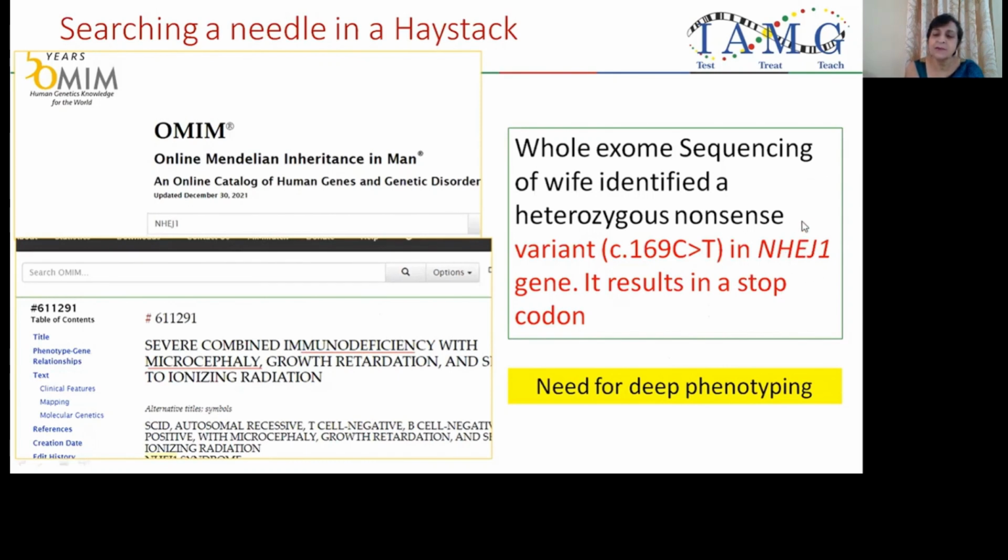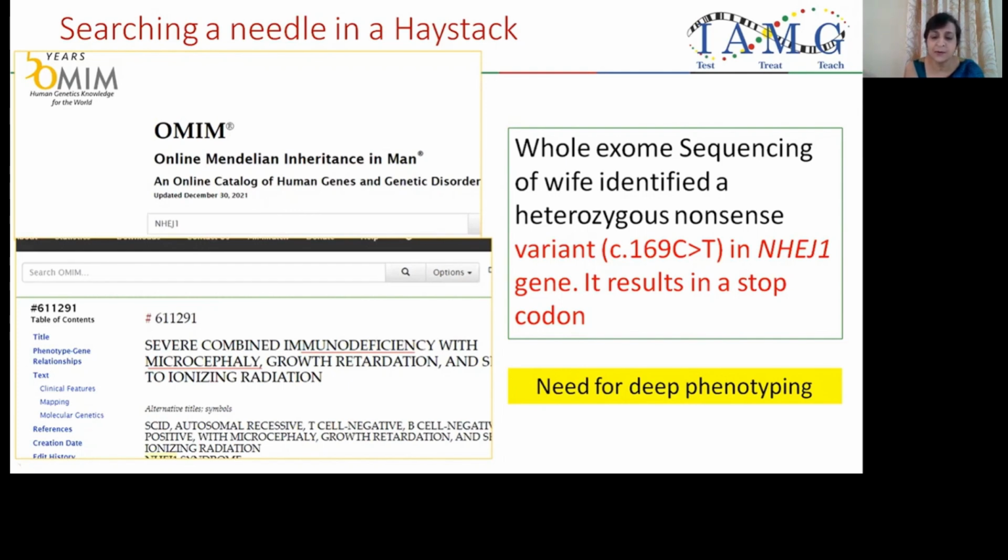And once you identify some variant, if you want to find out about the disease caused by that gene, you can go to OMIM, which is a free online database of all genes and genetic disorders. And here you can see that this particular disorder is the cause of immunodeficiency disorder with microcephaly. So microcephaly was documented in one daughter, and hence probably we could decide that this particular DNA variant is causative for this disorder in this family.